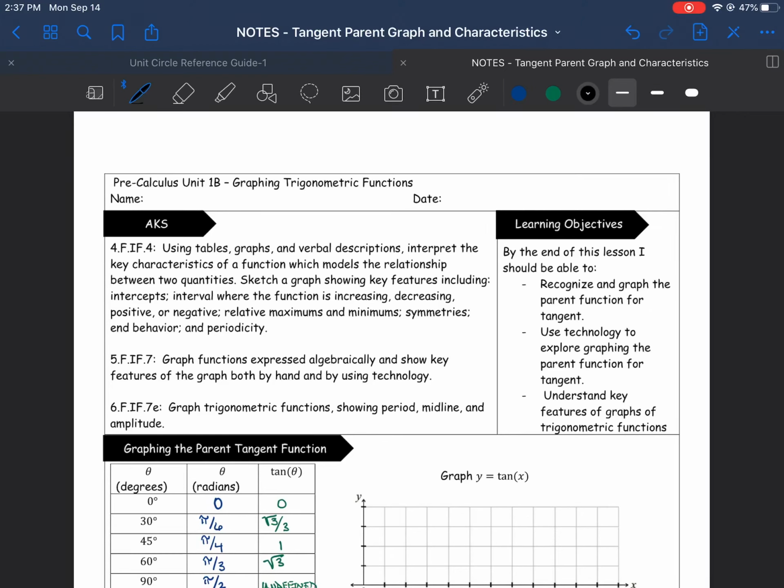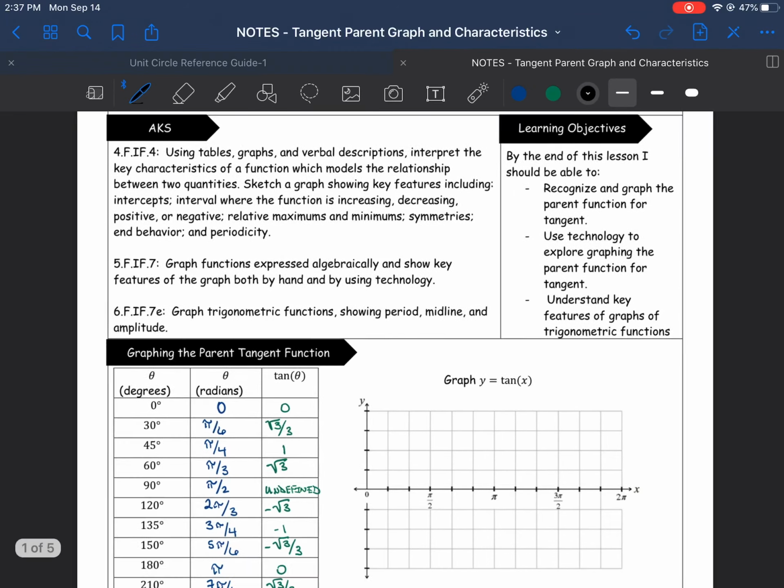In today's video, we're going to be looking at the graph of the parent function for tangent, and we're also going to be looking at some characteristics of different trig functions. Let's go ahead and get started.